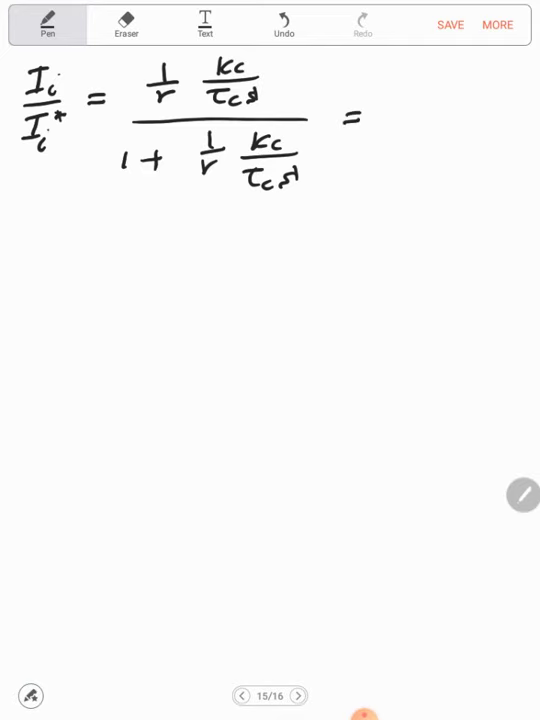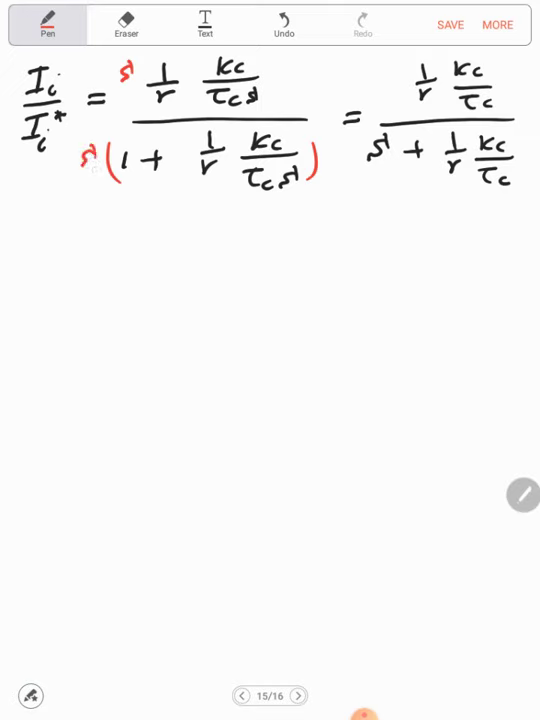Now this can be written as the DC gain and the time constant, or simply we can say it's 1 over R KC over tau C, over S plus 1 over R KC over tau C. So simply I multiplied here by S and here by S, which if you need you can write it as 1 over (R tau C over KC S plus 1).